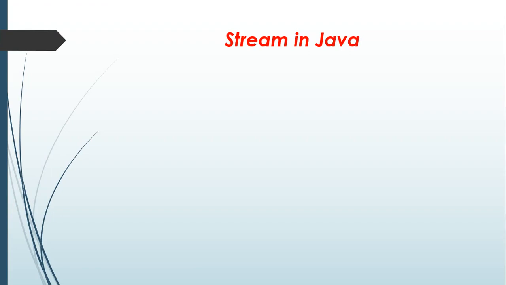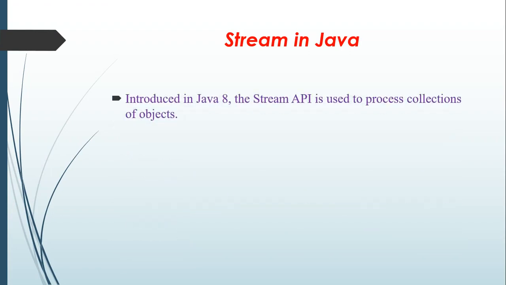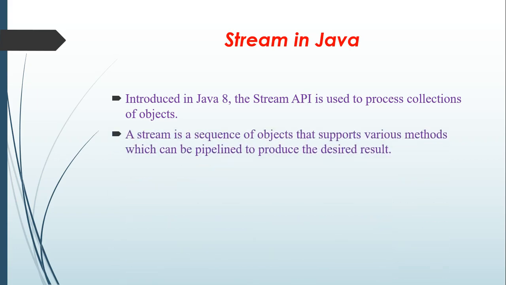We are discussing the stream classes in Java. So let's discuss what a stream in Java is. The Java Stream API is used to process a collection of objects, and it was introduced in Java 8. A stream is a sequence of objects that supports various methods which can be pipelined to produce the desired result.